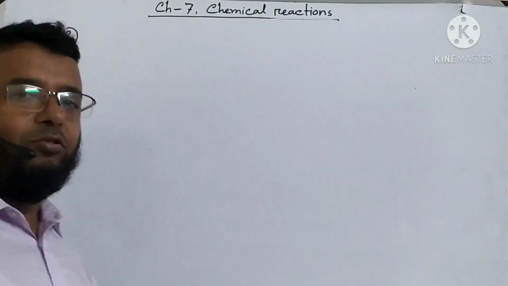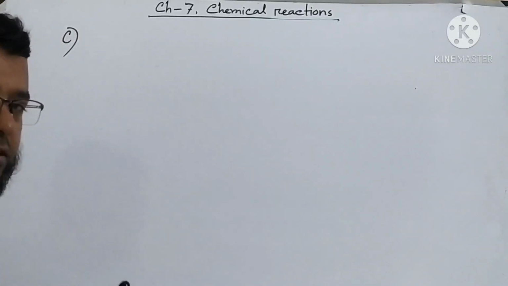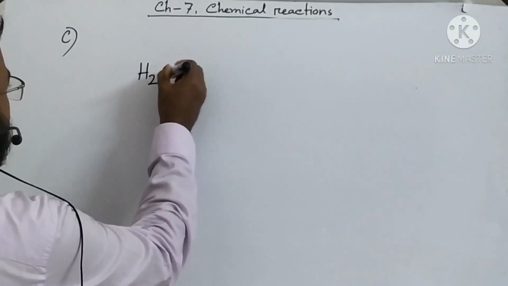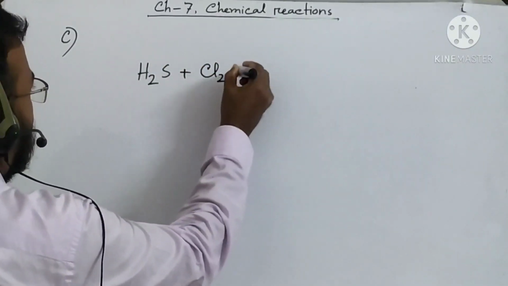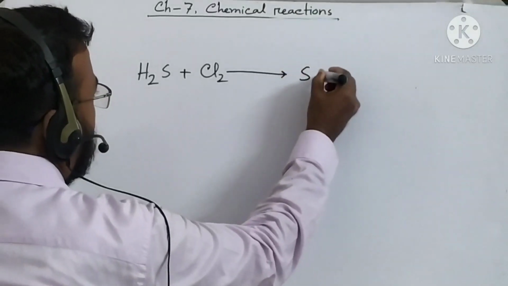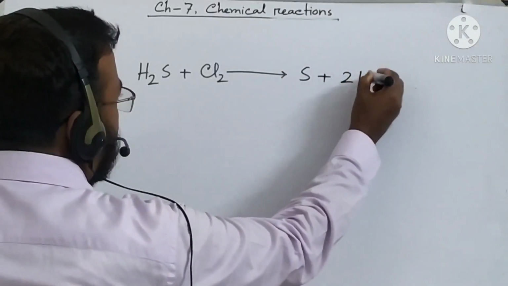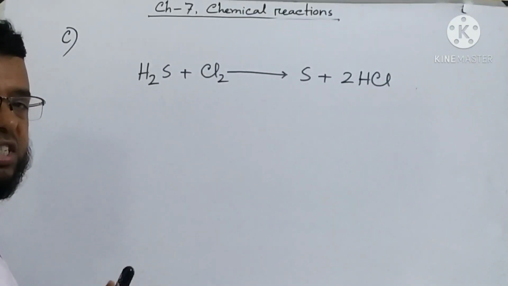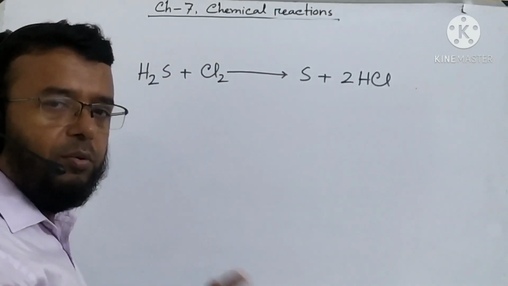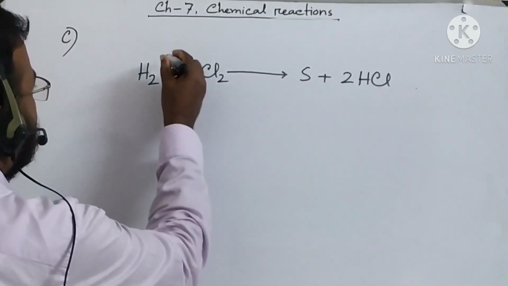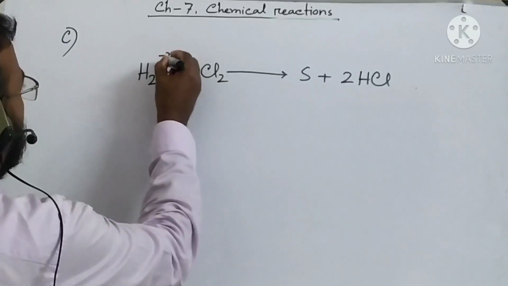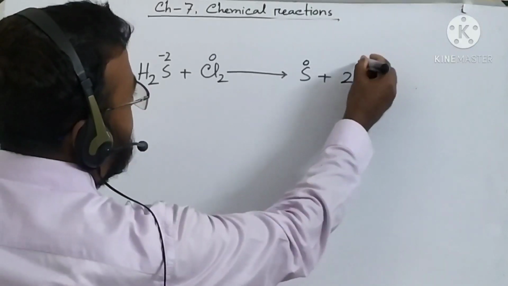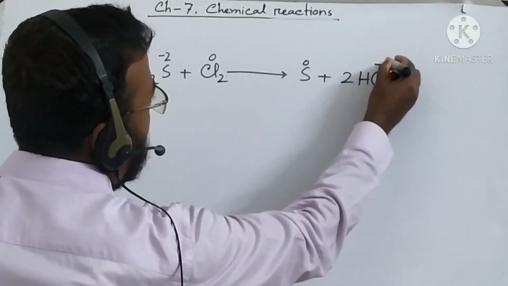Okay, dear students, now number C, we have to explain that there is a reaction: hydrogen sulfide plus chlorine gas react to produce sulfur and hydrochloric acid, 2HCl. So you have to explain that this one is a redox reaction, that means oxidation and reduction occur together. Now everybody see that sulfur is -2 and it is 0, and here it is 0 and it is chlorine -1.